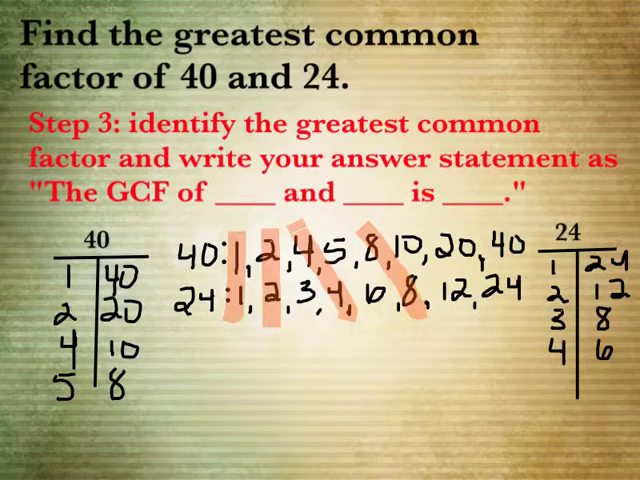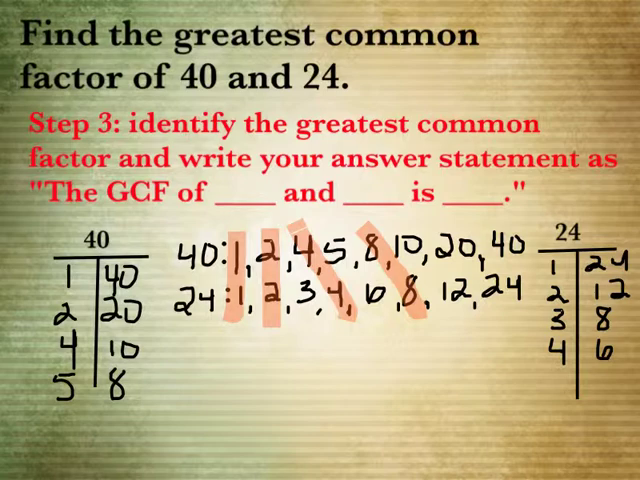Alright, final step, step 3, is simply to identify the greatest common factor and write your answer statement as the GCF of blank and blank is blank. So in our first step, we listed the factor lists. Second step, we highlighted or circled what common factors they have. Now we're just going to look and identify which of those factors is the greatest.